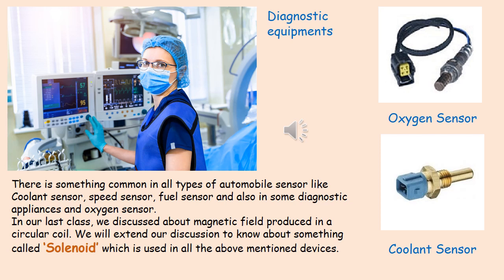In this slide, we can see a few devices: one diagnostic device and two sensors. There is something common in all types of automobile sensors, like the coolant sensor, speed sensor, fuel sensor, and also in some diagnostic appliances and the oxygen sensor. In our last class, we discussed the magnetic field produced in a circular coil. We'll extend our discussion to something known as a solenoid, which is used in all the above mentioned devices.